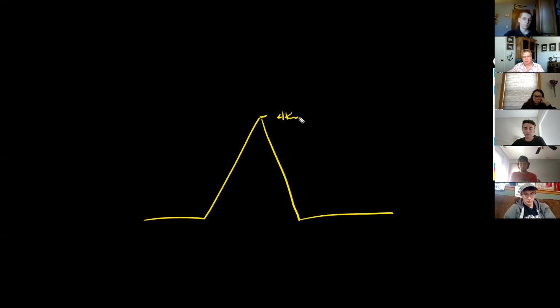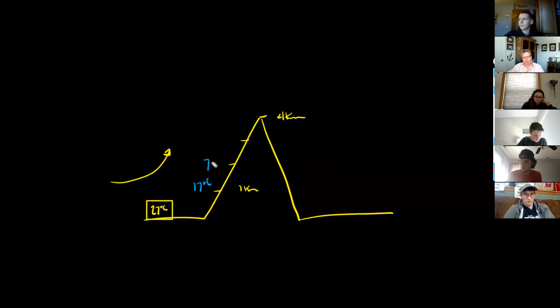Okay, now, let's take a look at this mountain and be a little bit more precise. Say that the mountain is 4 kilometers, and I'm going to take a box of air starting over here, and I'm going to say that that box of air is 27 degrees Celsius. What's the temperature at 1 kilometer if the air is going up and it's dry? 17 degrees Celsius. 2 kilometers? Is it still dry? It's dry all the way up.